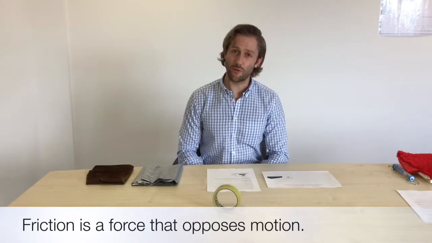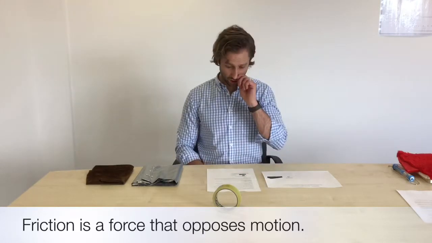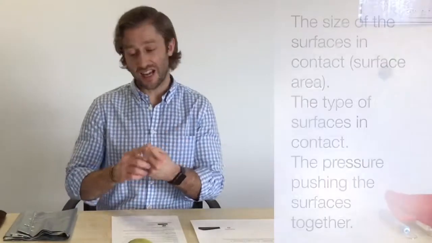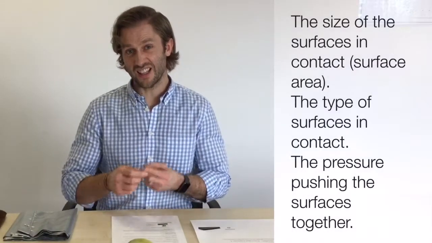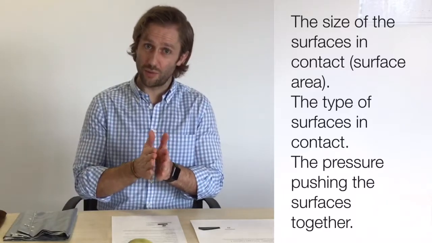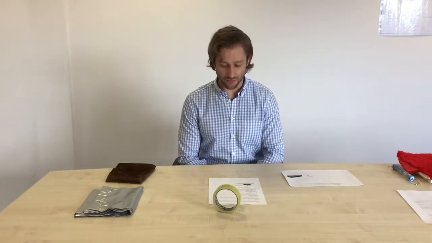Well, friction is a force that opposes motion or makes it difficult for two objects to move across one another. And the amount of friction depends on a few things: the size of the surfaces in contact, the type of surfaces in contact, and the pressure pushing those two surfaces together. But how does friction work? Well, simply, friction is caused by the interference of the atoms or the molecules of each object sliding over each other.